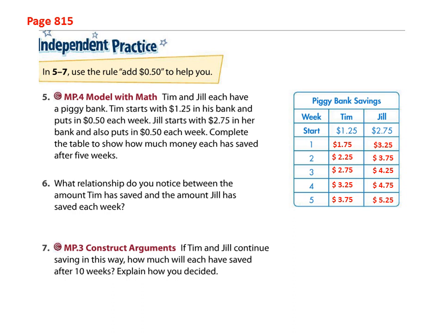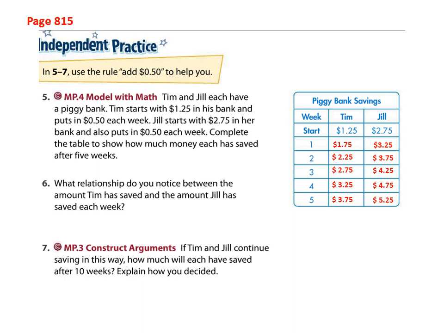Now, question 6. What relationship do you notice between the amount Tim has saved and the amount Jill has saved each week? Look at this data. Compare the numbers. For example, after 1 week, what is the relation between 1.75 and 3.25? Or you can compare the initial value, 1.25 and 2.75.